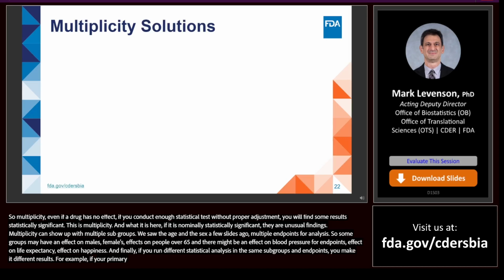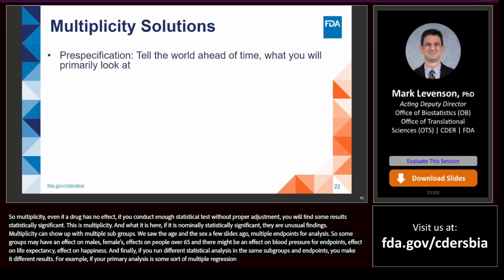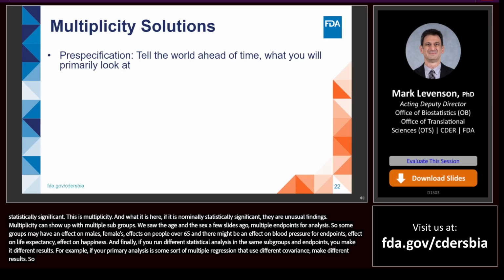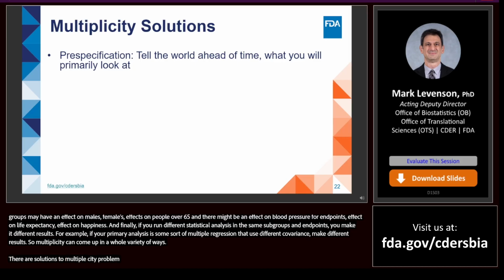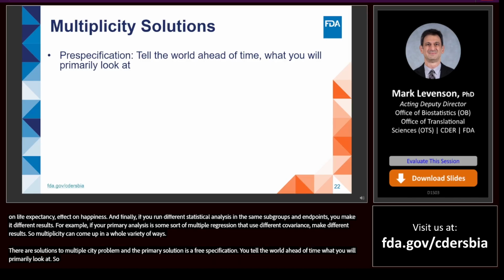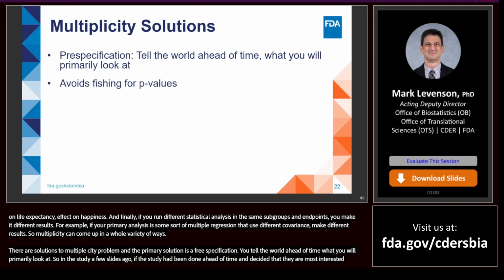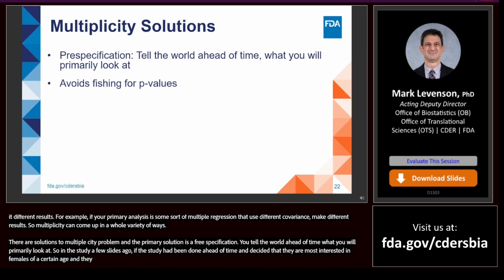There are solutions to the multiplicity problem, and the primary solution is pre-specification. You tell the world ahead of time what you will primarily look at. So in that study a few slides ago, if the study had decided ahead of time that they're most interested in females of a certain age, and they found a statistically significant result in that subgroup, that would be an important finding. At least that would be a statistically significant finding. So this avoids what's known as fishing for p-values, looking at multiple subgroups or endpoints until you find something that has an interesting looking p-value.